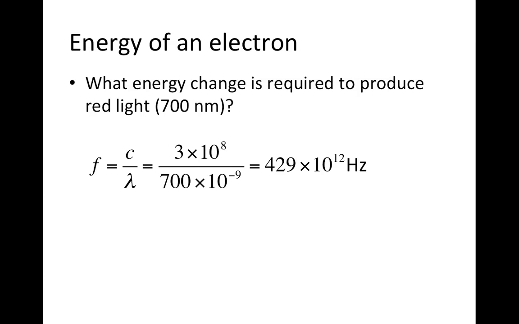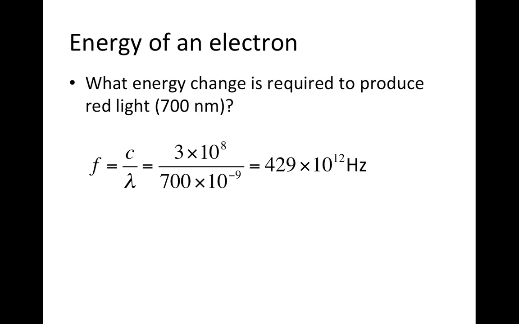Well, the equation E equals hf uses f, frequency. So to find frequency from the wavelength, we use c equals f lambda, rearrange it to get f equals c over lambda. c is the speed of light, 3 times 10 to the 8 meters per second, divided by lambda, 700 times 10 to the minus 9, which is nanometers, gives you 429 times 10 to the 12 hertz.